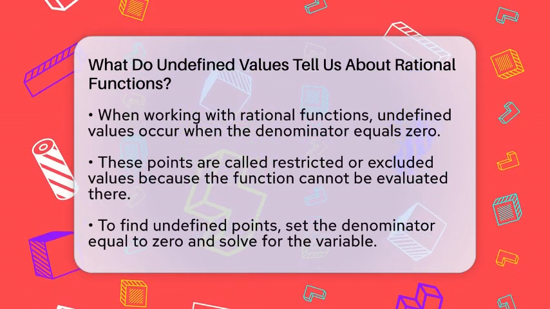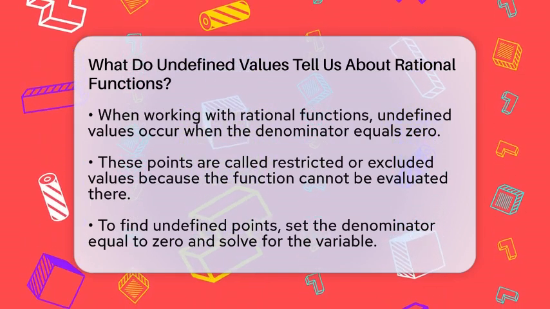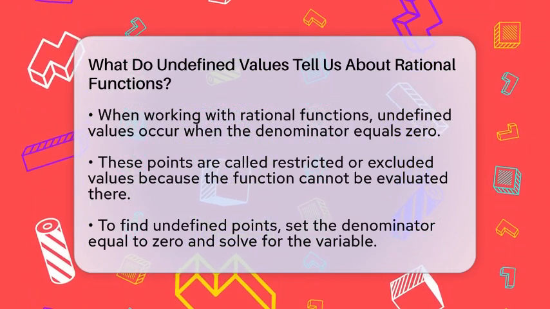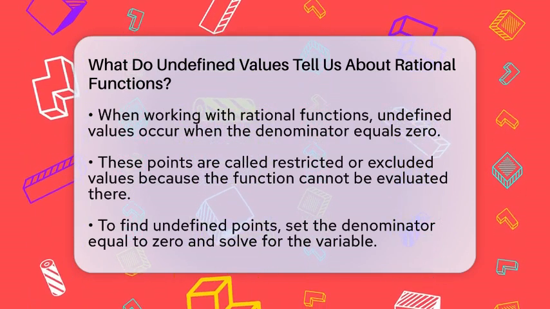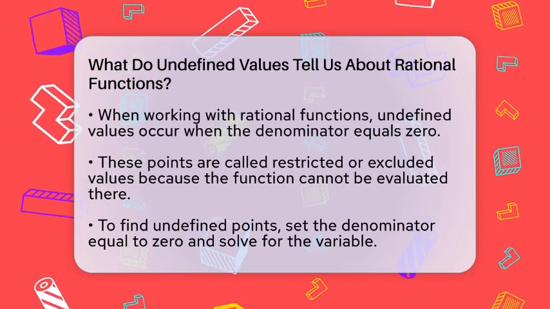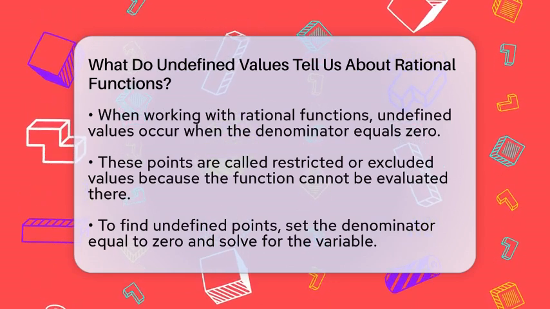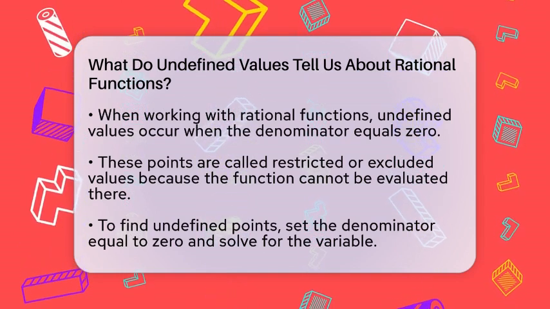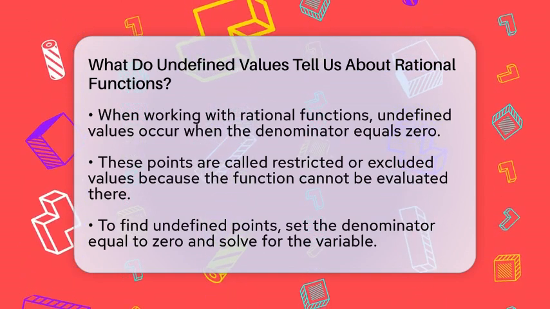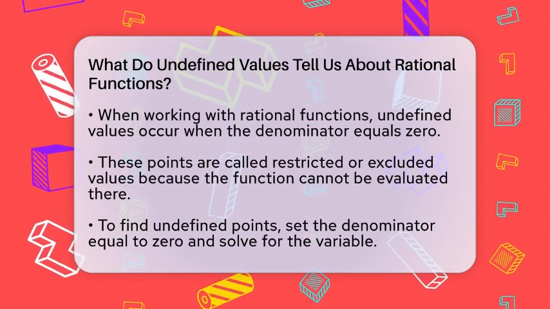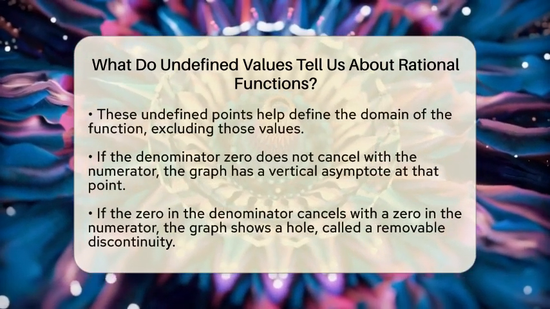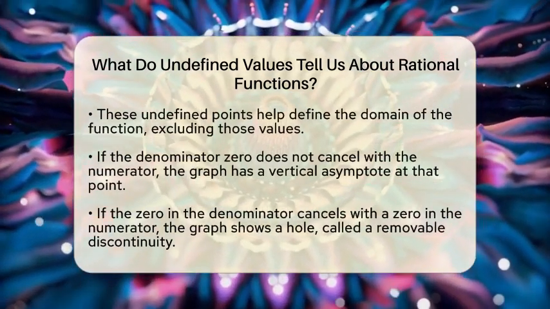These are the points where the function just cannot be evaluated because division by 0 is not allowed. To find these points, we set the denominator equal to 0 and solve for the variable. The solutions we get are called restricted values or excluded values because the function simply cannot take those inputs. Understanding these undefined values is really important because they tell us where the function is not allowed to go.